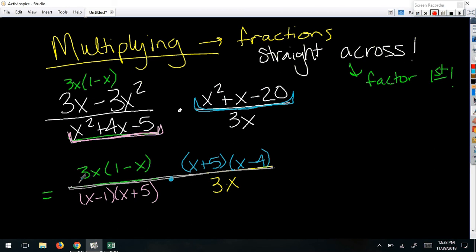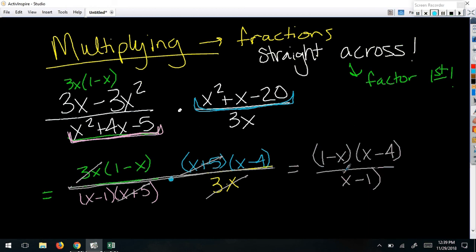3x, cancel. 1 minus x, cancel x. Ah, not the 1 minus x. Well, wait, it's backwards. x plus 5. So it's x minus 4, wait, no. 1 minus x times x minus 4. Now, I'm glad a lot of you are looking at that 1 minus x and x minus 1 going, golly, those are really close, and they are. What could you factor out? And you're going to have to think about this.